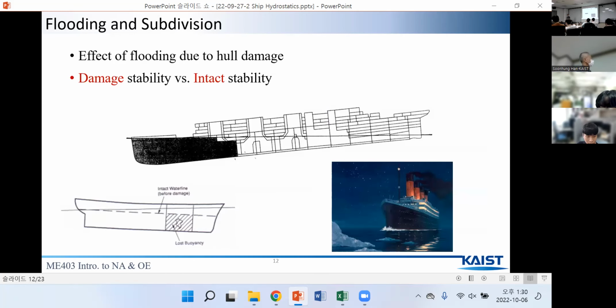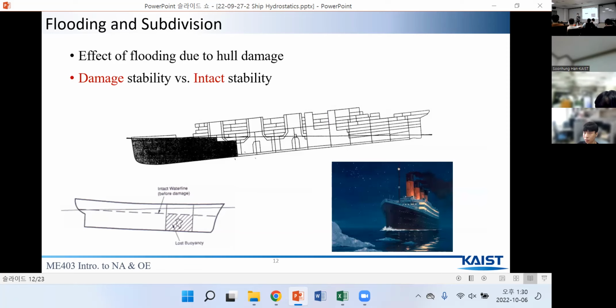Flooding and subdivision. This is coming from the Titanic. Have you seen the film Titanic? Yes, about half of you. So the ship hit an iceberg, right? And there is a crack at the bottom front part. The water is coming in through the crack. That is the starting point.